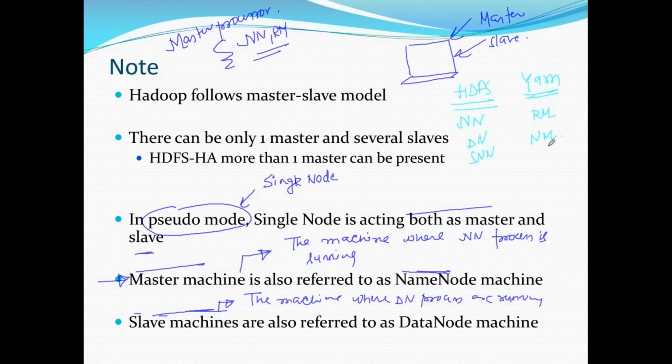Yeah. So actually, I have one question. The secondary name node, it runs on a different machine, right? Yeah. Right now, when I'm saying it's a pseudo mode setup, it means that all the five processes are going to run on the same machine. Name node will be running here, data node, secondary name node, resource manager, node manager. All these five processes will be running on the same machine itself. That's your single node.